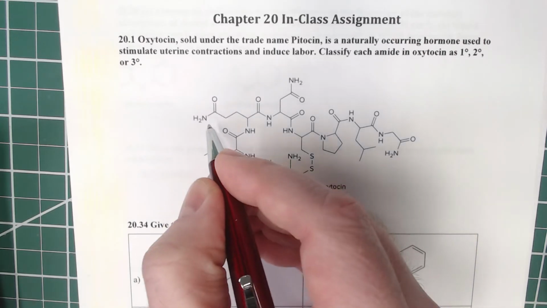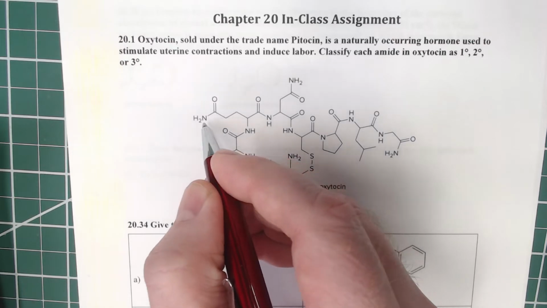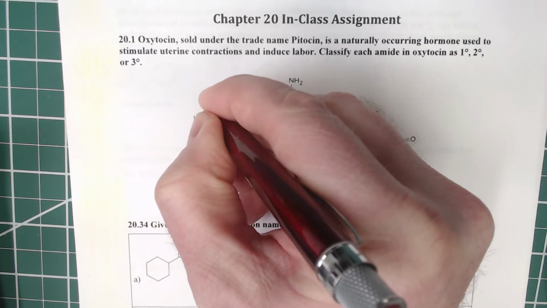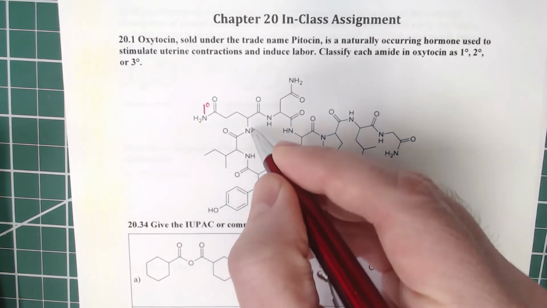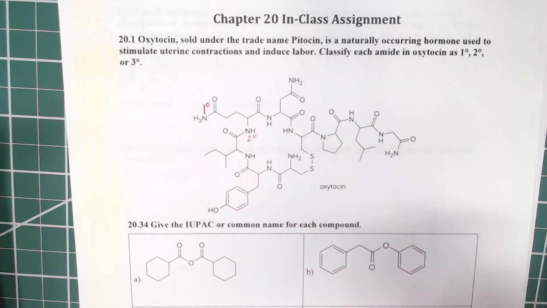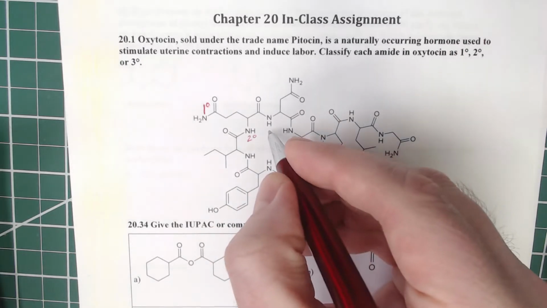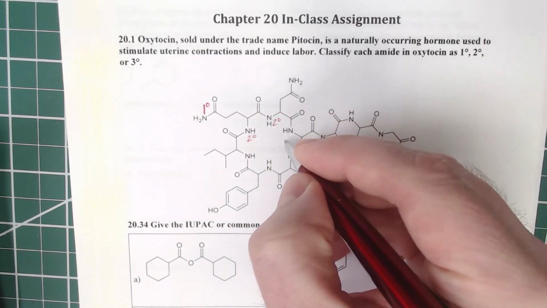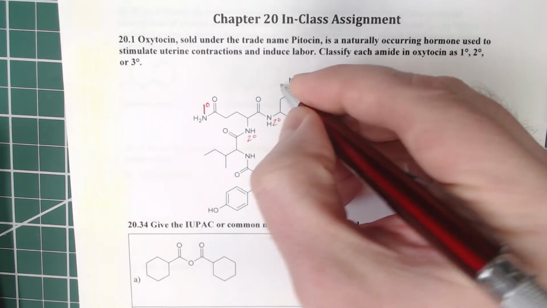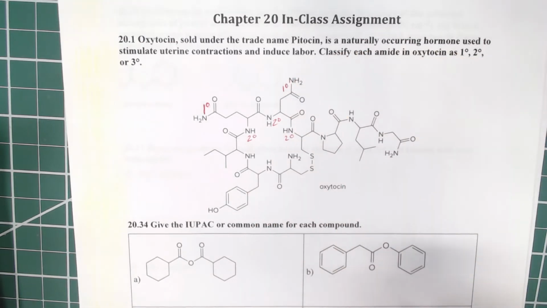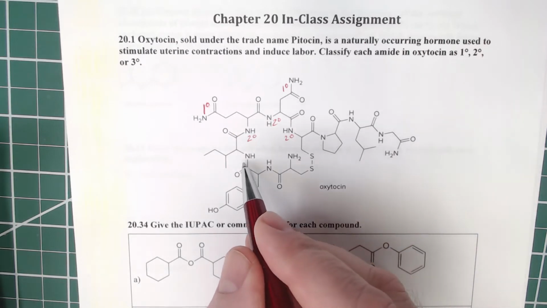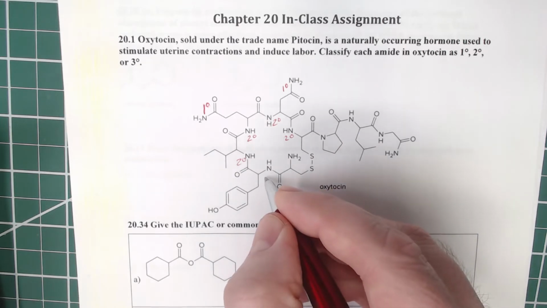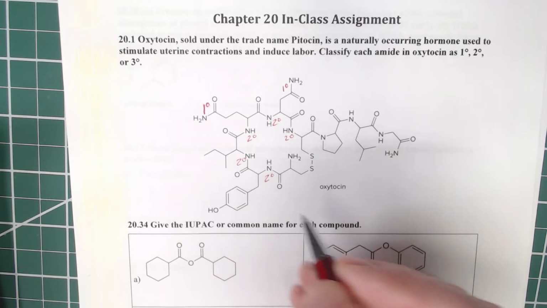All right, so let's look at this one. This one right here, it's only attached to 1, so that one is primary. All right, we'll come over here. This one is secondary. So we've got a secondary amide there. This one is connected there, so we've got another secondary. This one is also secondary. This one up here is primary. All right, let's come down here. This one is secondary. All right, here we've got another one. This one is secondary because there are 2 carbons attached.